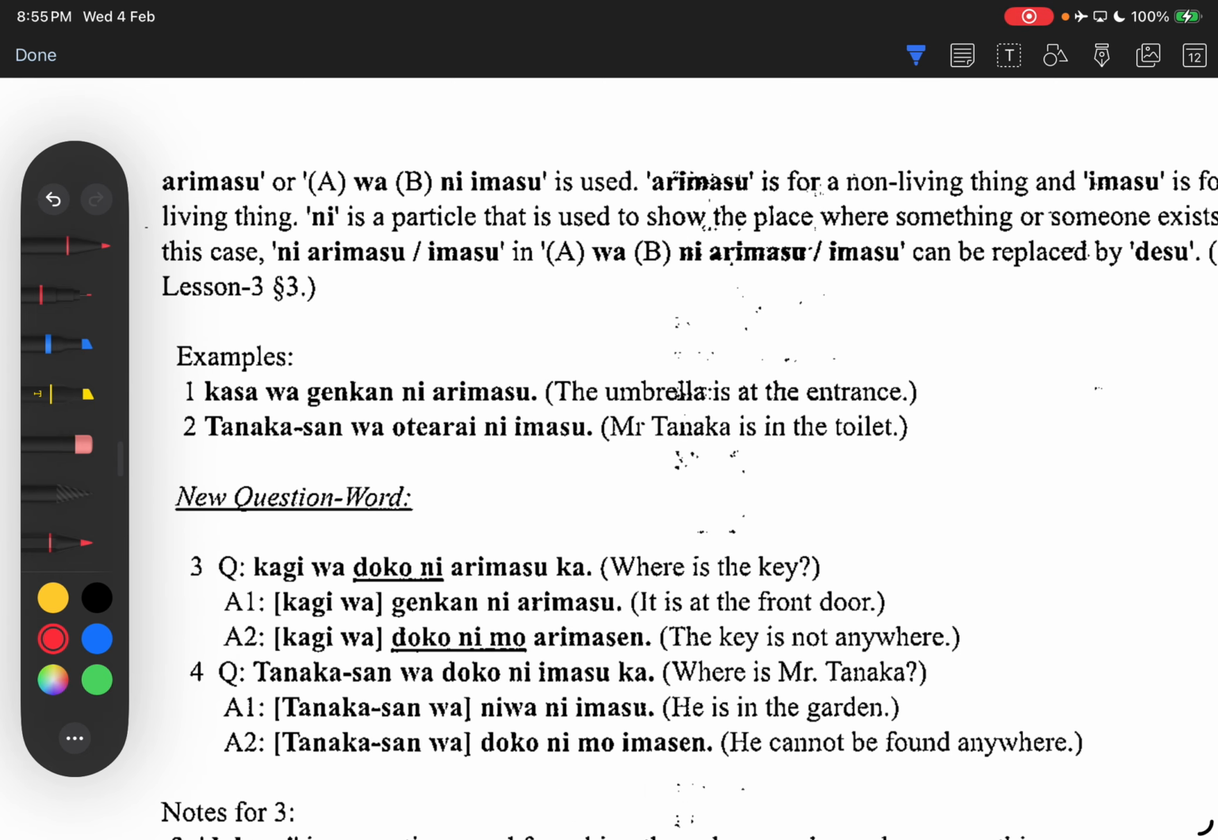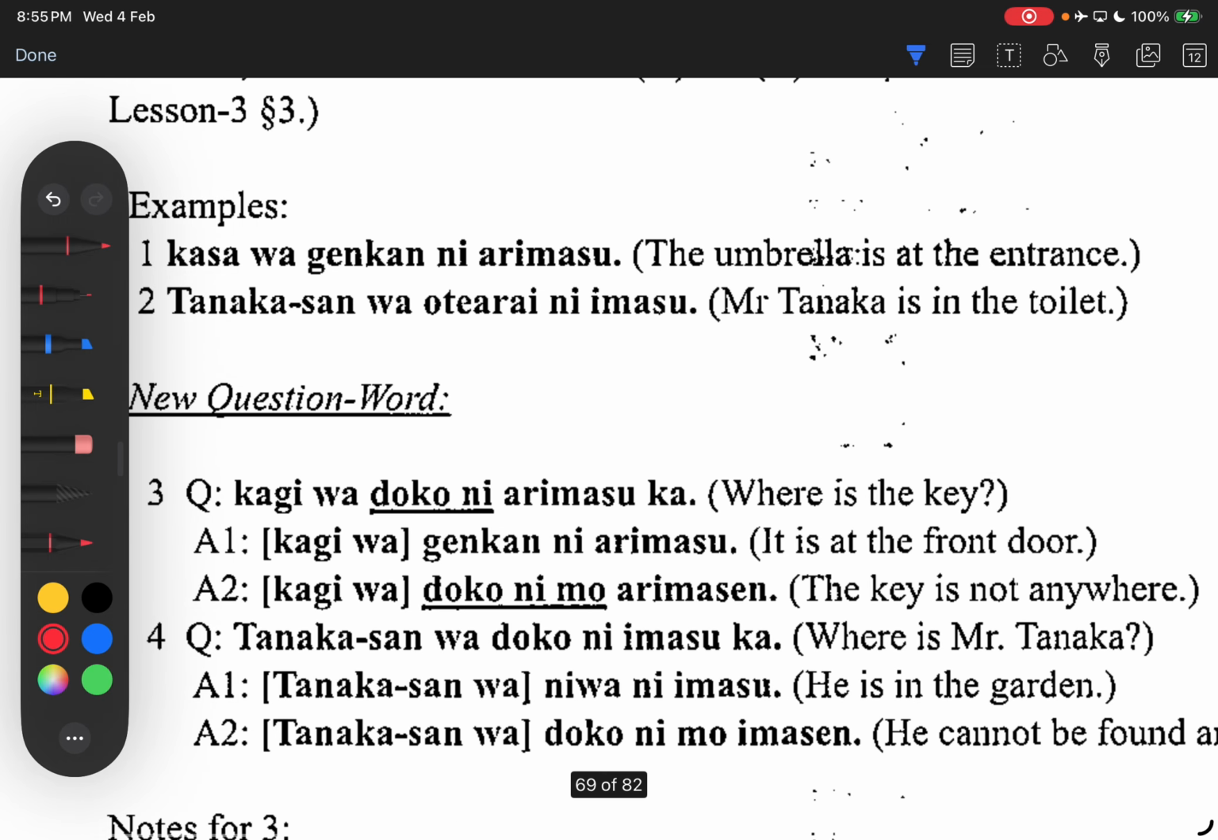Okay, example 1. Kasa wa genkan ni arimasu. Genkan is front door or entrance. So at the front door entrance, there is an umbrella. Umbrella is at the entrance lah. So we are focusing our answer on the umbrella, right? Kasa wa. So the question must be, where is the umbrella? Number 2. お田中さんはお手洗いにいます. He is in the toilet. This is the better way to say someone is in the toilet, not he is toilet.